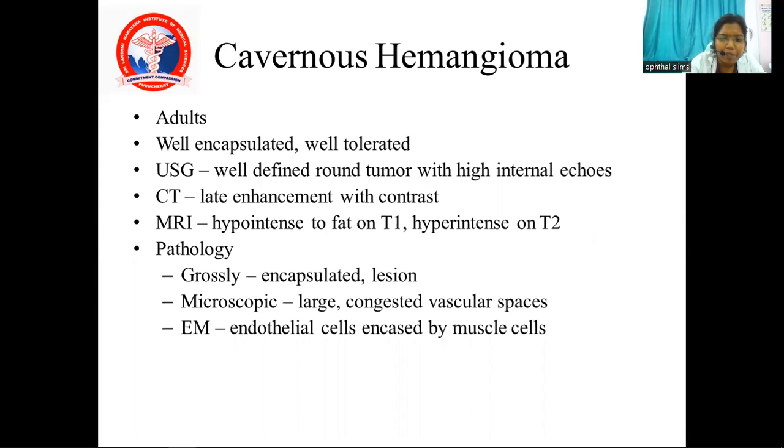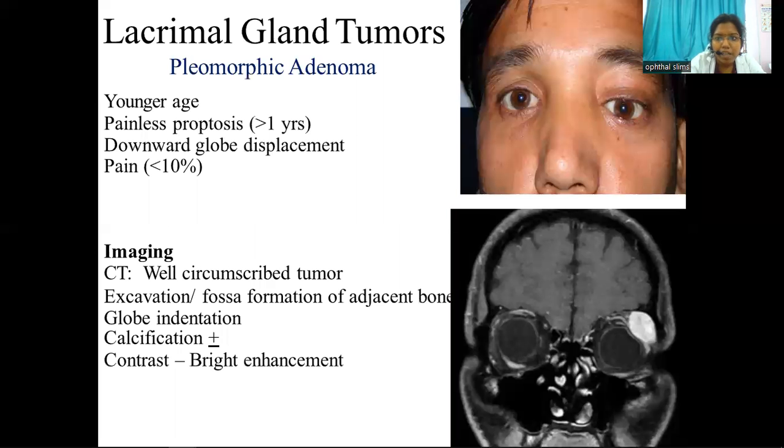On microscopic examination, there will be large congested vascular spaces, and the electron microscopy will show endothelial cells encased by muscle cells. Lacrimal gland tumors, pleomorphic adenoma. It is a tumor in younger age. The patient will present with painless proptosis, more than 1 year, and downward globe displacement, and pain is seen in less than 10% of cases.